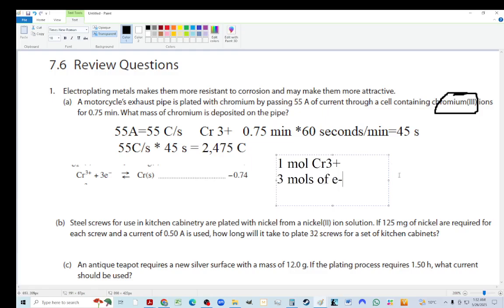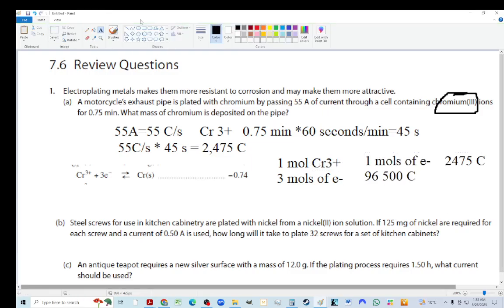And since Faraday's law is about 96,500 coulombs for every 1 mole of electrons, it's quite clear that we have to reverse that. So that's our first step, is figuring out how many moles. Now we'll want to cancel out our coulombs, won't we? Well, we happen to know that we're using this many coulombs. So that means the coulombs will cancel, the moles of electrons will cancel, and we'll just be left with moles of Cr3 plus.